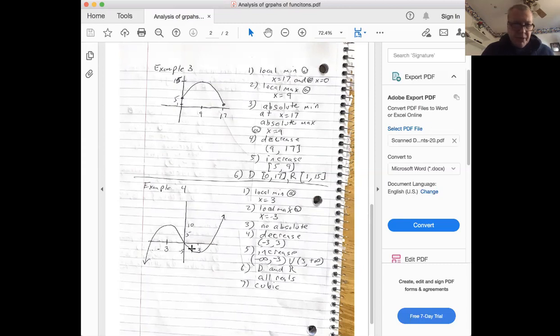And our last one here is another cubic. And again, we have a local min and max. We have a local max at -3, min at 3. Neither are absolute. Decreases between -3 and 3. Increases from negative infinity to -3. And then increases again from 3 to positive infinity. Our domain and range are all reals because it's a cubic.